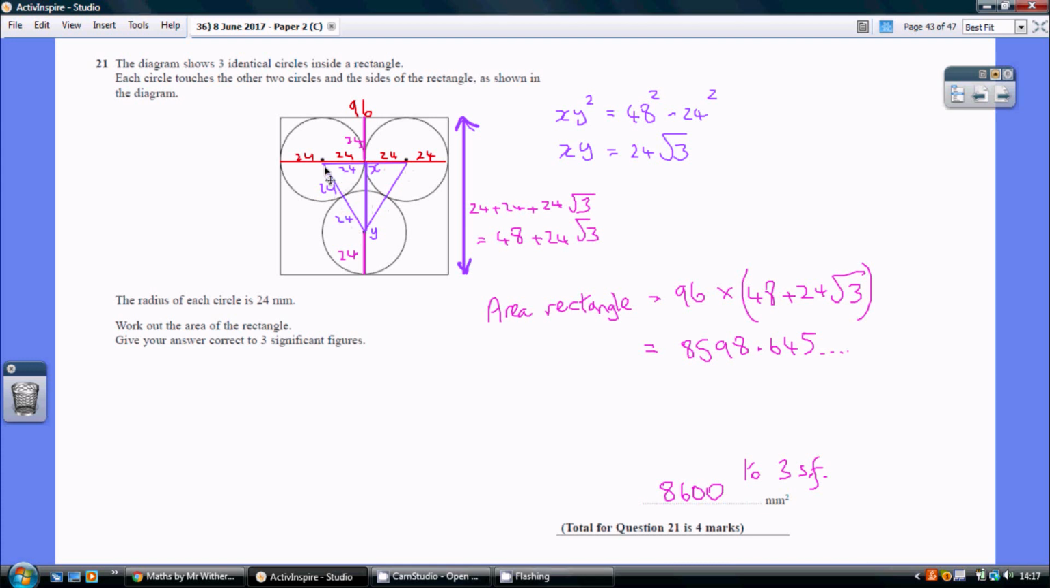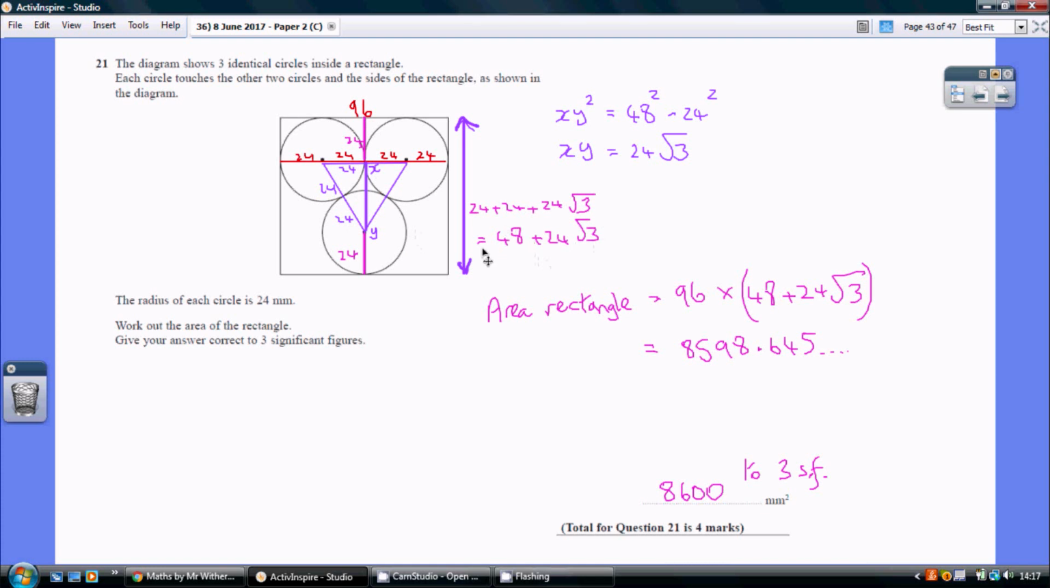So basically if we look at this little right angled triangle here, we've got this shorter length of 24, the hypotenuse is 2 lots of 24, which is 48, and we don't know the length XY. So it's a taking away Pythagoras, where XY squared equals 48 squared minus 24 squared, which is 24 root 3. So the actual height of this rectangle is 24 plus 24 root 3 plus 24, which is 48 plus 24 root 3.